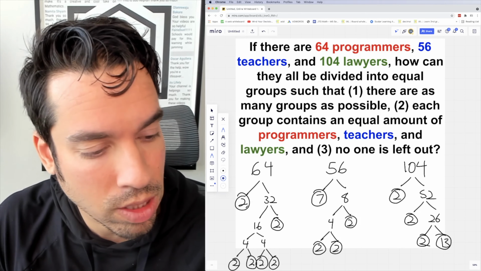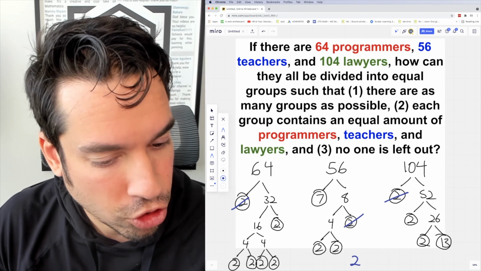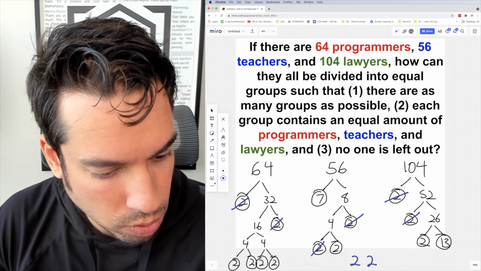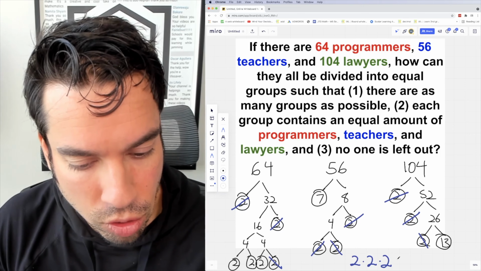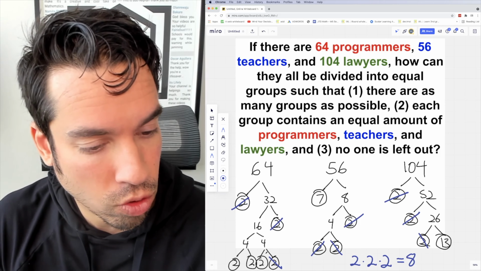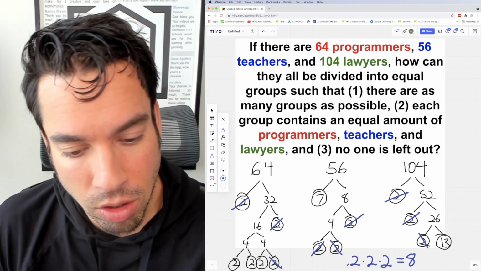Now what we do is we look across all three prime factorizations and we try and find commonalities. So I see that everyone has a 2. So that's 1, 2. They share another 2, and finally one last 2 here, which means that the GCF is 2 times 2 times 2, which is 8. And just to point out, there are no other common numbers across these three groups, right? This has 2's, this has a 7, this has a 13, so that's that.